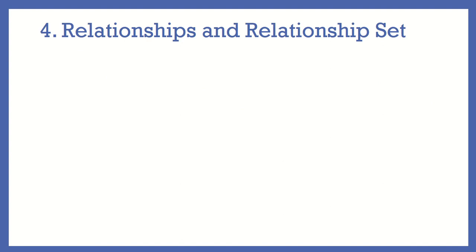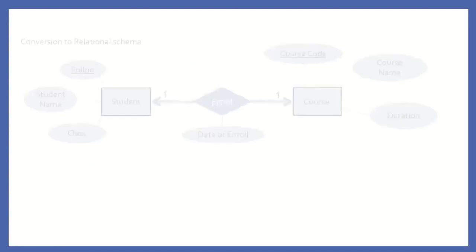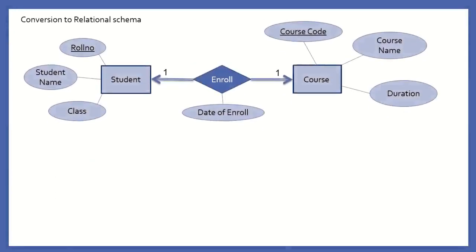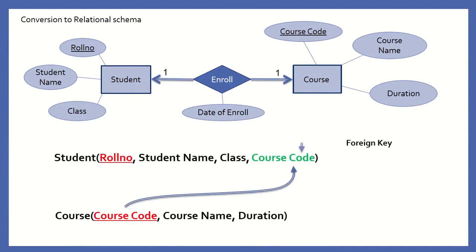Now the last type is one-to-one relationship. Consider one-to-one relationship set enroll exists between the entity set student and course, which means that one student can enroll in only one course. To convert this relationship set into relational schema, a separate relation is created for all participating entity sets. Primary key for relation student can act as a foreign key for relation course, or the primary key for relation course acts as a foreign key for relation student.